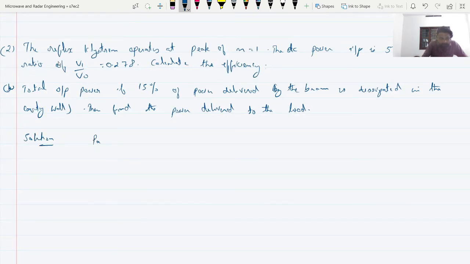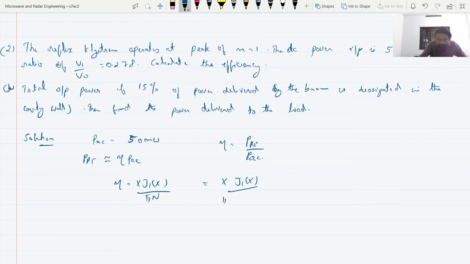We have PAC is 50 milliwatt. PRF is equal to eta into PAC. Eta is PRF by PAC, and eta is x into J1 of x divided by pi n, which is x J1 of x divided by pi into n plus 3 by 4, where x we have already been given.